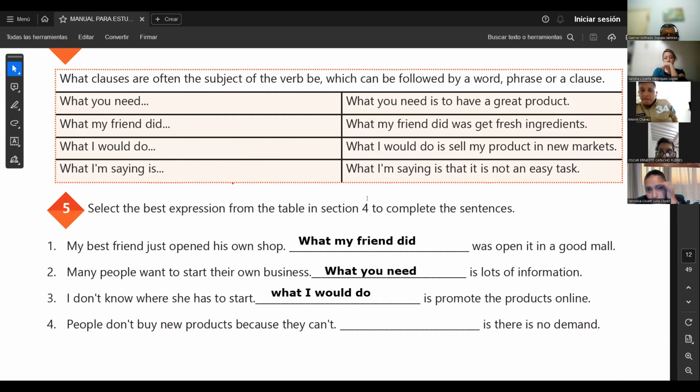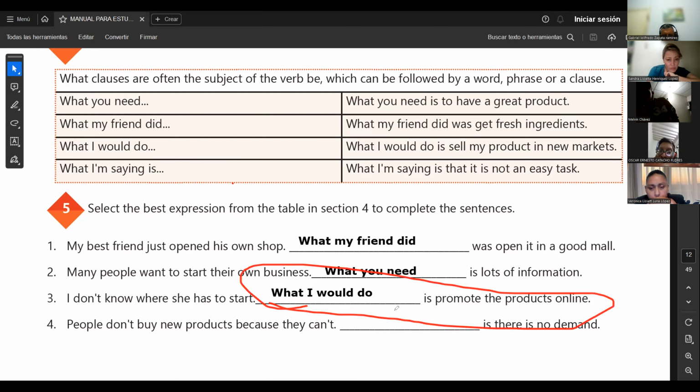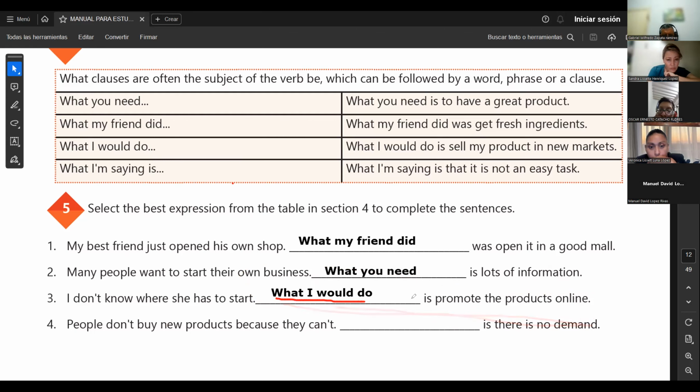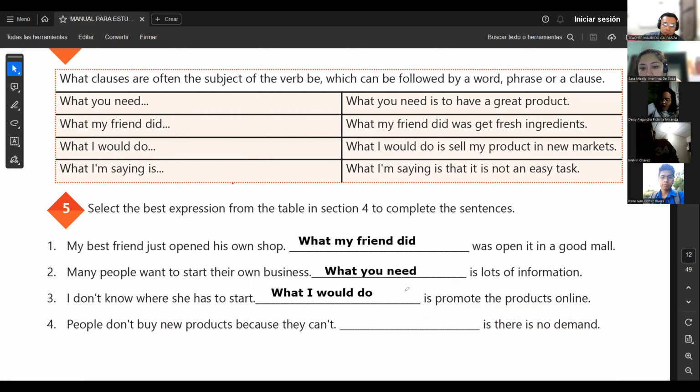Okay. Only the second sentence. Only this one. Can you read this one, Melvin? What I would do is promote the products online. Very good. Thank you, Melvin.